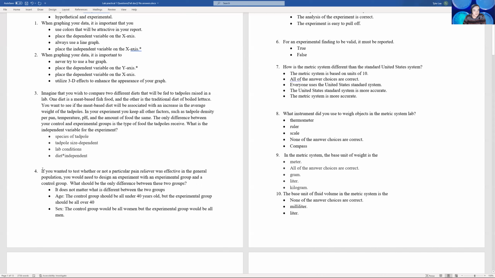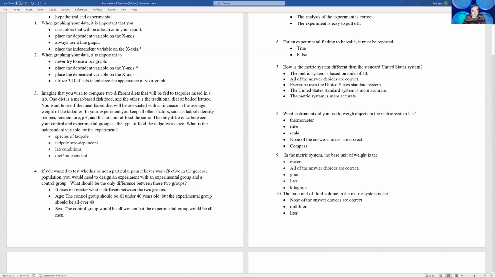Number 4 here, if you wanted to test whether or not a particular pain reliever was effective in the general population, you need to design an experiment with an experimental group and a control group. What should be the only difference between these two groups? So first choice, it doesn't matter what is different between the two groups. That is incorrect. If there's lots of differences, you're adding all sorts of different factors that could influence your results. So definitely not the first one.